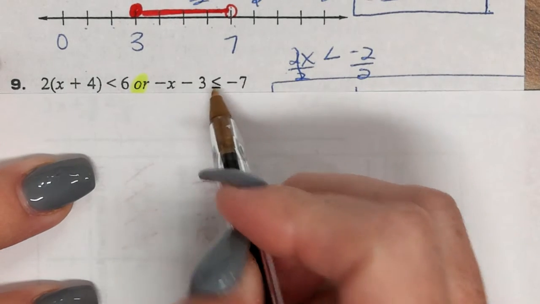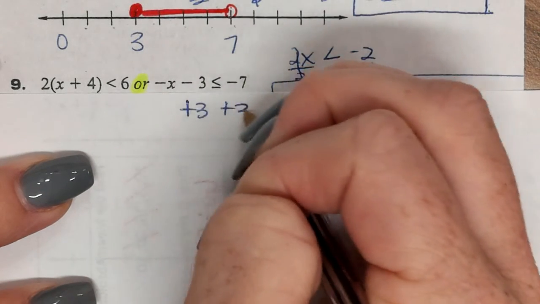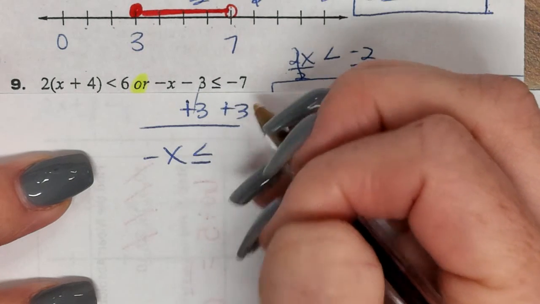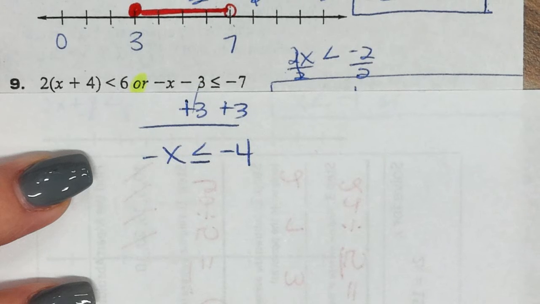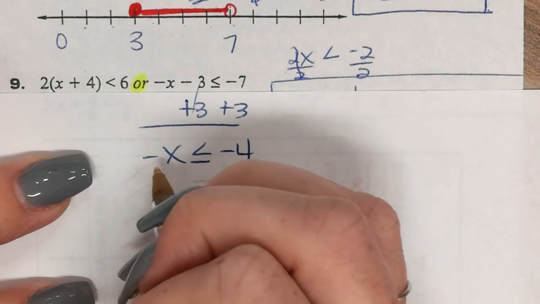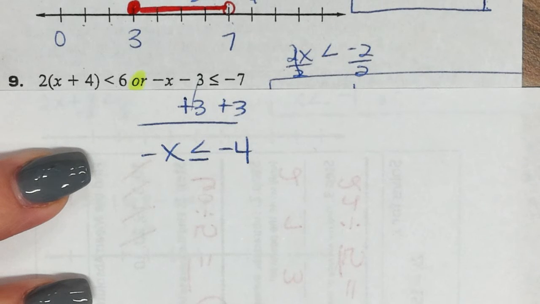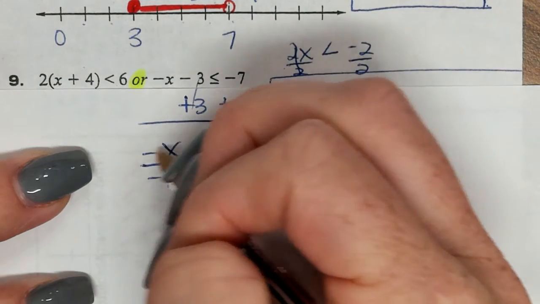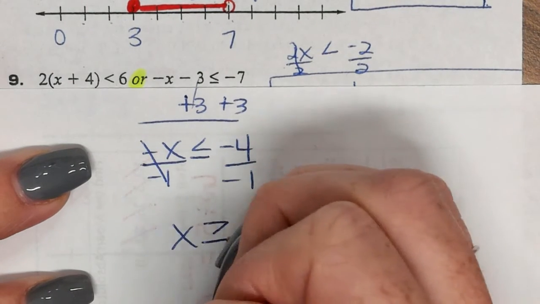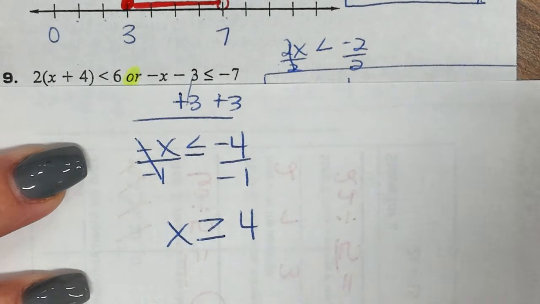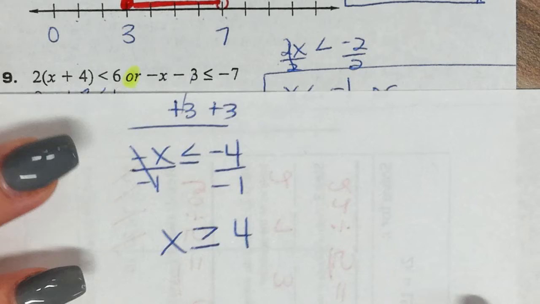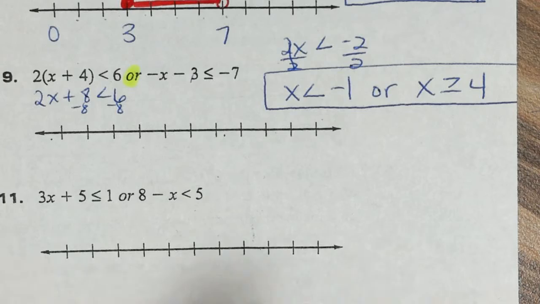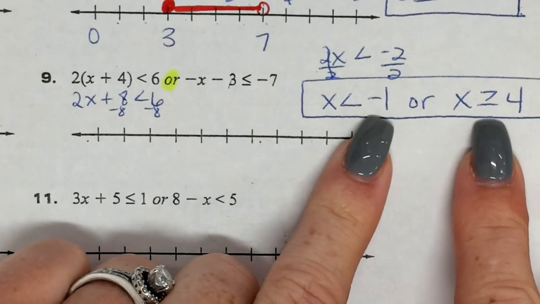All right, how do I get rid of a -3? Okay, so I get -x is less than or equal to -7 plus 3 is? No, -4. Is the coefficient negative? That means the sign is going to flip. So I divide by -1 to get rid of the negative. I flip the sign, and this becomes positive 4. X is greater than or equal to positive 4. You must have both answers.